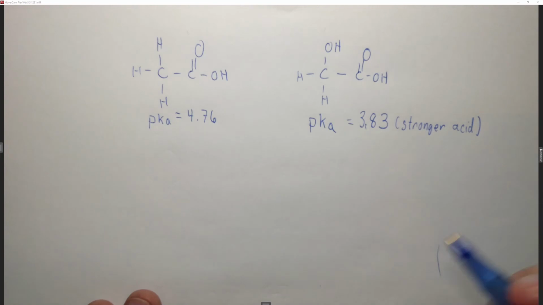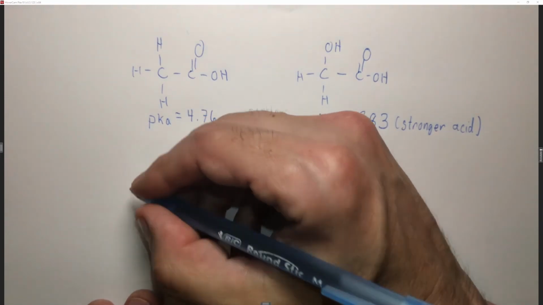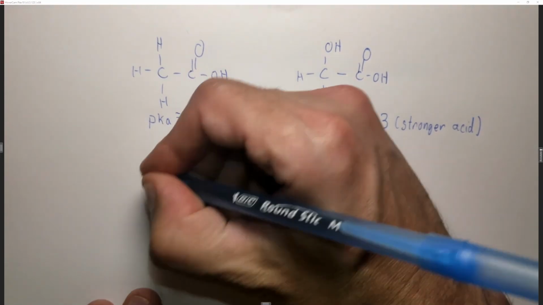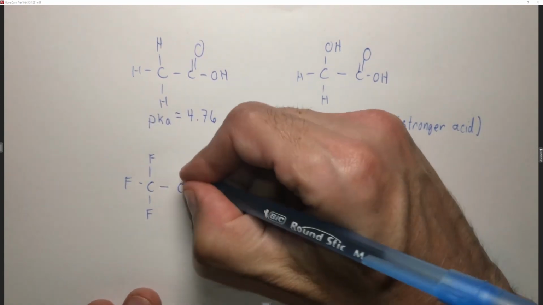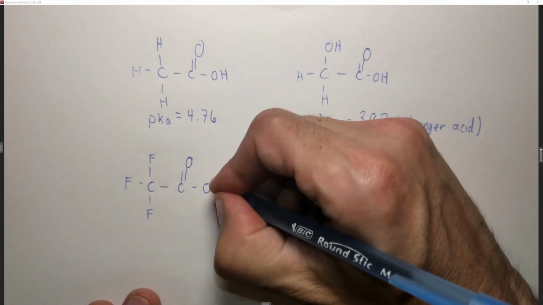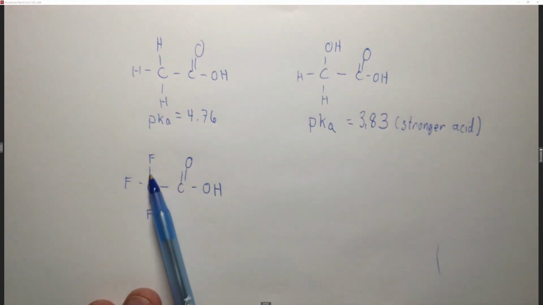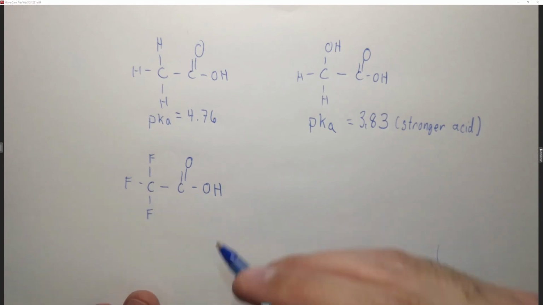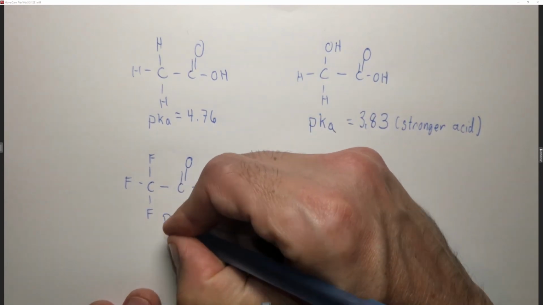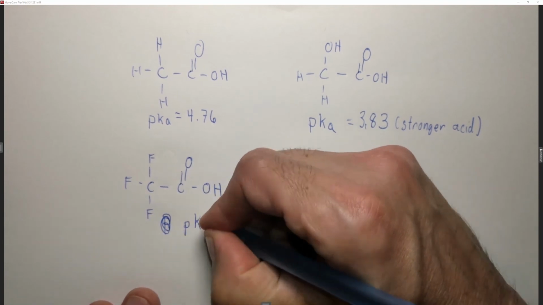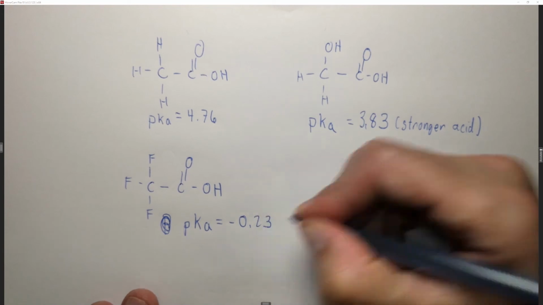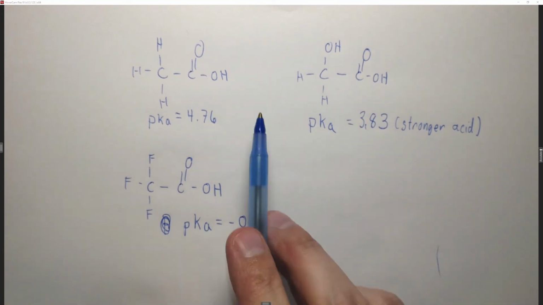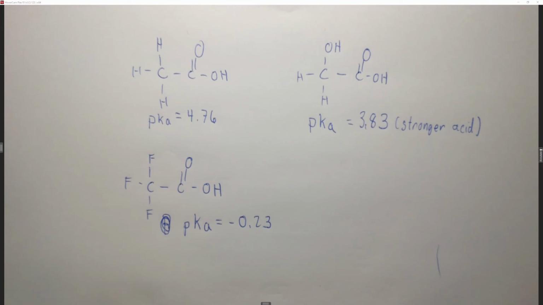Now let's look at a more extreme example. What if we take C and we put 3 fluorine groups on here? Okay, and we have this attached to a C double bond O, bond OH. We now have 3 super electronegative electron withdrawing fluorine groups on here. And believe it or not, this is so much of a stronger acid that it's almost a strong acid. The pKa is negative 0.23. So this is a much stronger acid.